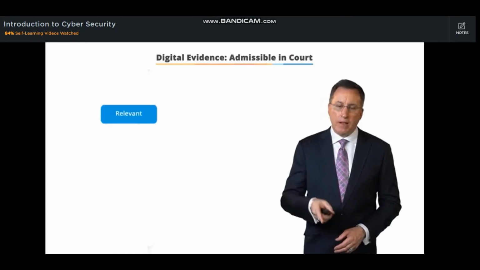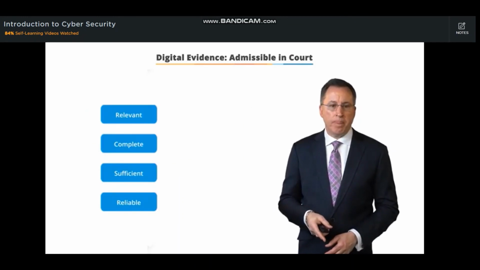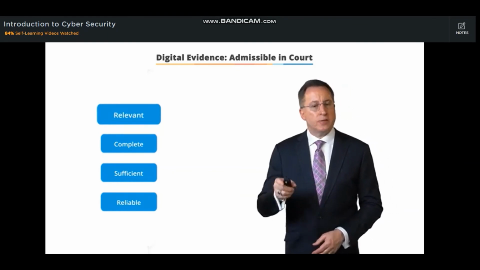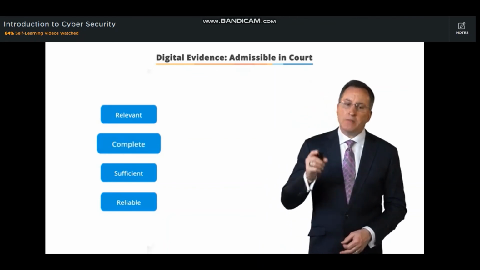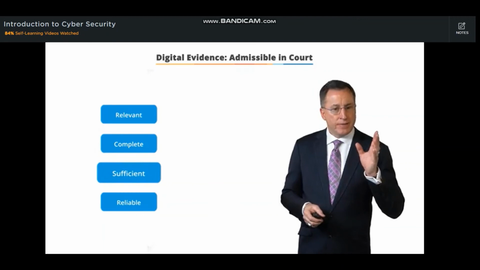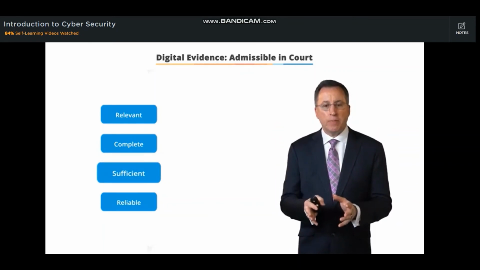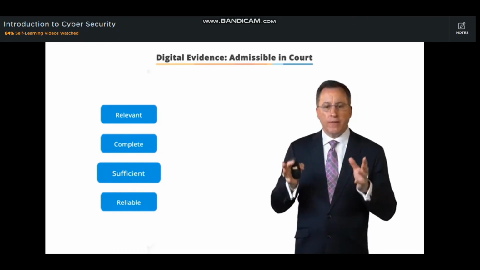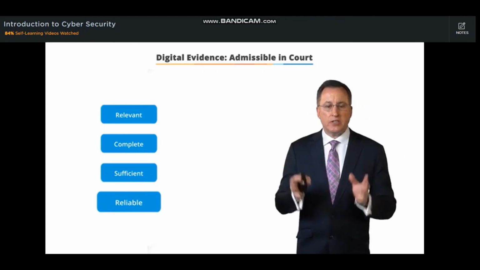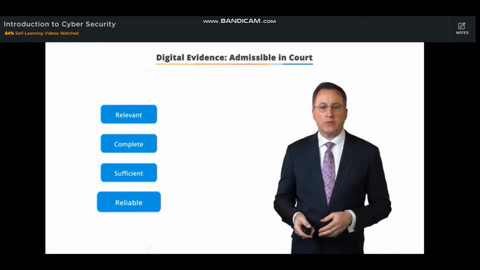The evidence should be relevant, complete, sufficient, and reliable to the case at hand. Relevant: it must have a reasonable and sensible relationship to the findings. It must be complete: it must present the whole truth of the issue. It must be sufficient: it must be persuasive enough to convince a reasonable person of the validity of the evidence. Finally, reliable: it must be consistent with the facts, must be factual and not circumstantial.